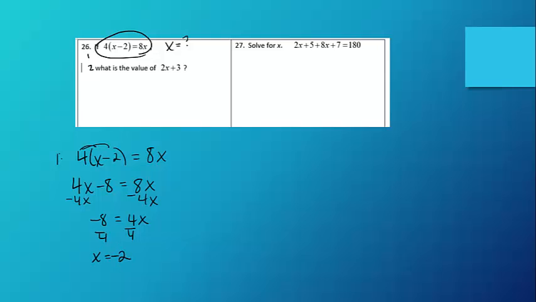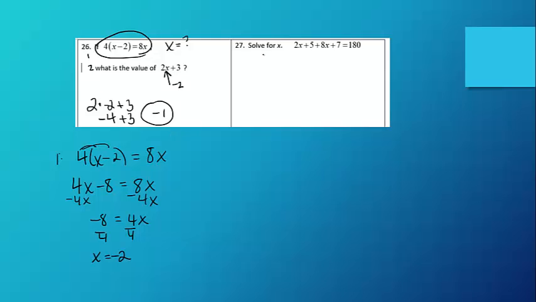Okay, so that was just the first part of the problem. What it asked us to do was find the value of 2x plus 3. But now we know what x is, we can plug in negative 2, which is our x, into that equation. So we're going to have 2 times negative 2 plus 3. 2 times negative 2 is negative 4, and negative 4 plus 3 is negative 1. So my answer for that problem, the final answer, will be negative 1.